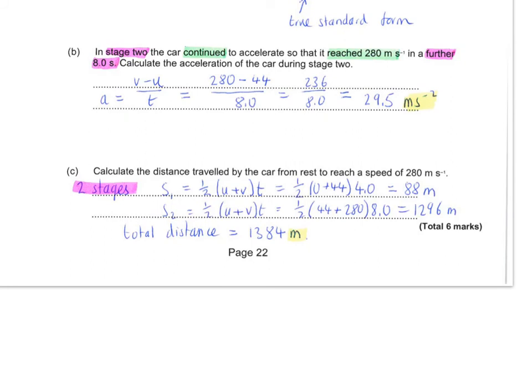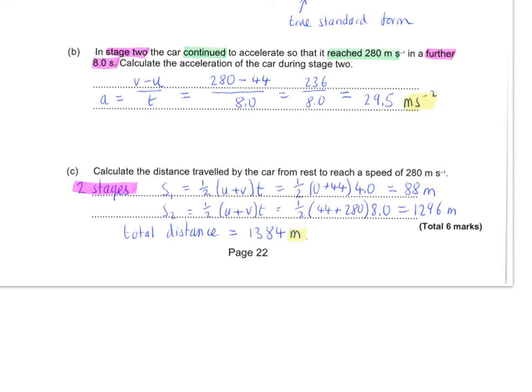Next, you're asked to calculate the distance travelled by the car from rest to reach a speed of 280 meters per second. By this stage, you should be very well aware that you are working with 2 stages to this journey. You must do 2 separate calculations using your equations of motion because you had 2 different values for acceleration.